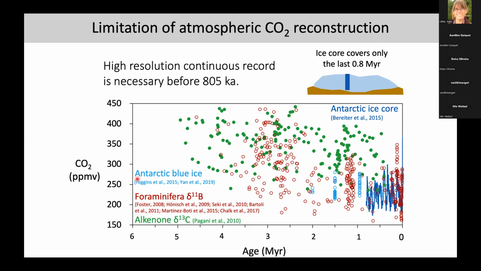The blue one indicates the Antarctic blue ice data, which is the CO2 concentration in ice. So the concentration itself is precise, but the record is not continuous. So we really need a high resolution continuous record before 800,000 years ago.